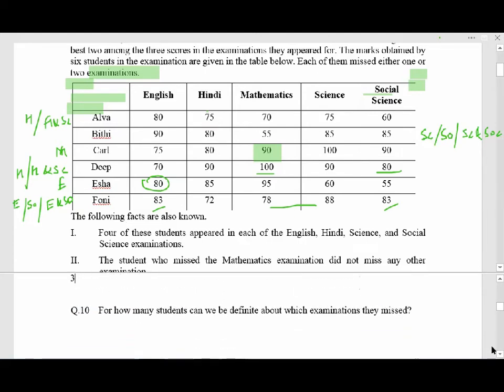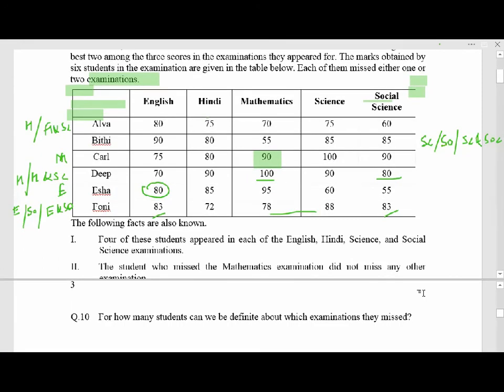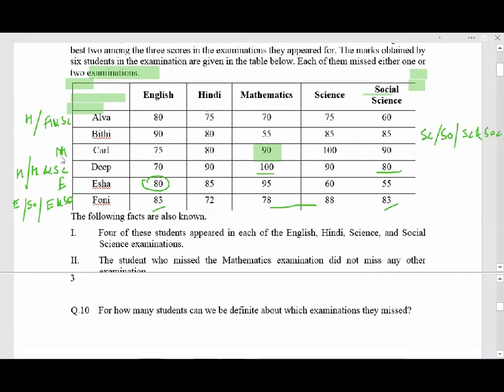For how many students can be definitely about which exam they missed? Yeah. For Curl, we are sure missed maths. For Esha, we are sure missed maths. For Deep also, we are sure he missed Hindi. Maybe with science, without science. Or for Alva also, we are sure he missed Hindi. So 4 students.